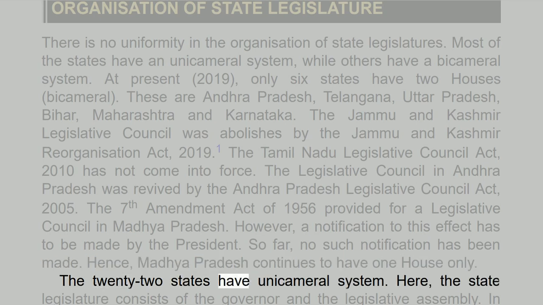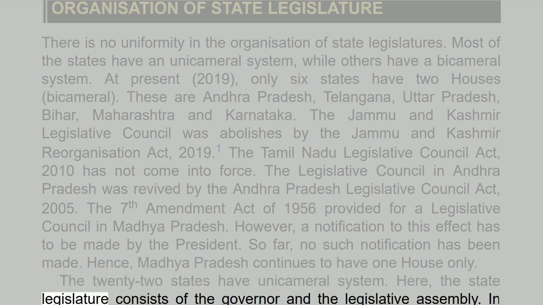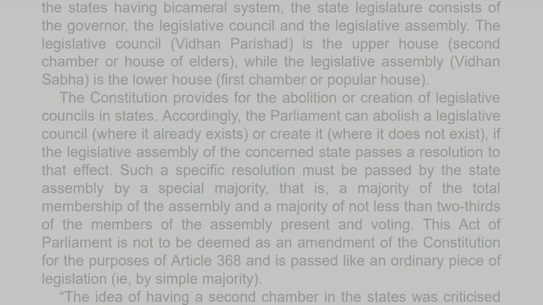The 22 states have a unicameral system. Here, the state legislature consists of the governor and the legislative assembly. In the states having a bicameral system, the state legislature consists of the governor, the legislative council and the legislative assembly. The legislative council, Vidhan Parishad, is the upper house, second chamber or house of elders, while the legislative assembly, Vidhan Sabha, is the lower house, first chamber or popular house.